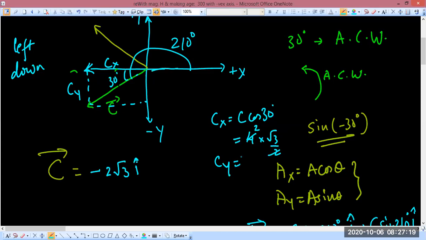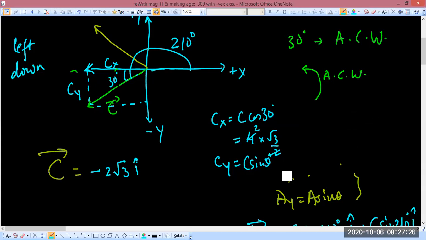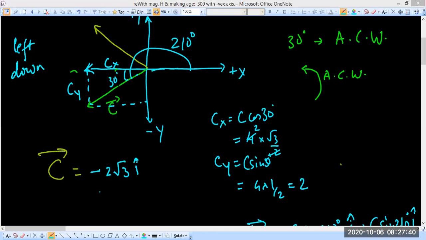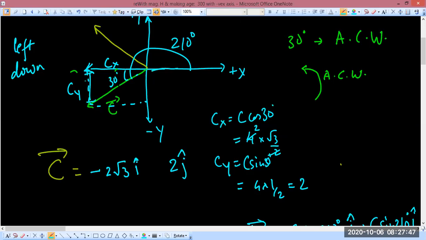Now for CY. CY is equal to C sine 30. Alright. Okay, so C sine 30 is going to be 4 into 1 by 2, so that is 2. Clear? So that is 2. So should I write 2 j caret? No, this is 2, but I should not write 2 j caret. I should write minus 2 j caret.